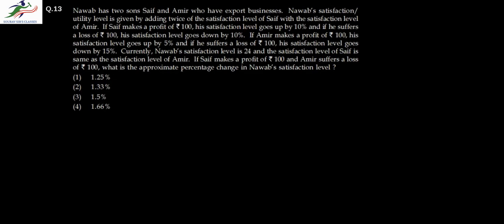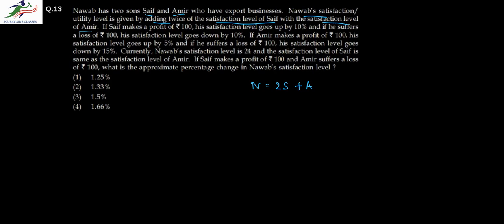So it is given that Nawab had two sons, Saif and Amir, and Nawab's satisfaction level is given by adding twice the satisfaction level of Saif and the satisfaction level of Amir. So Nawab is twice Saif plus Amir. This is what it is.